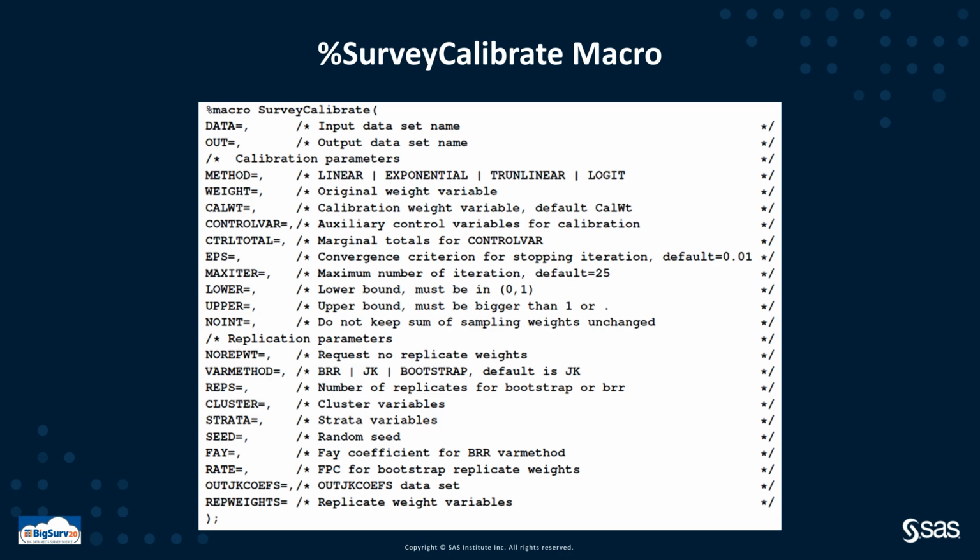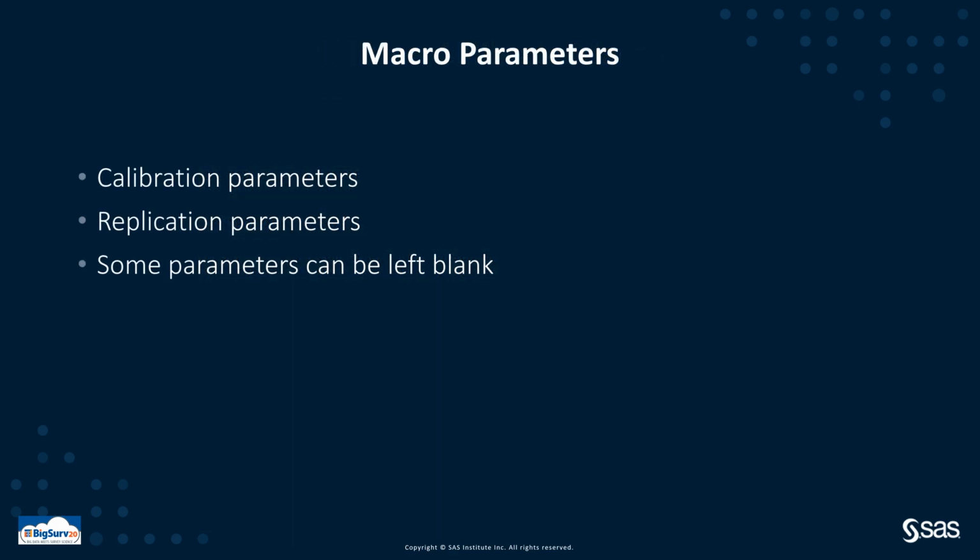Now let's take a look at the SurveyCalibrate Macro. These are the parameters listed in order of their importance and how frequently you might need to specify them. I will explain them in detail in the next few slides. The macro parameters can be grouped into two categories. The first is the calibration macro parameters, and the second is the replication macro parameters. And some of these macro parameters can be left blank.